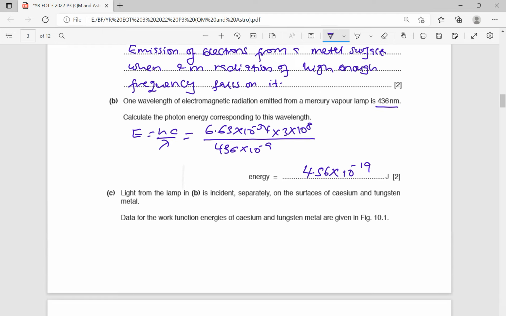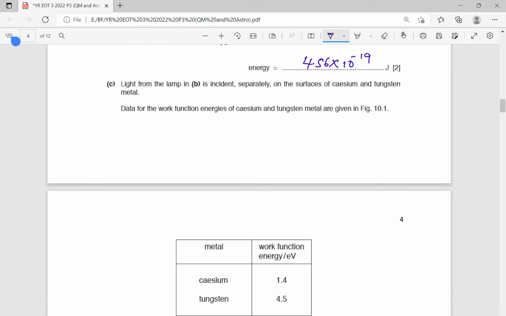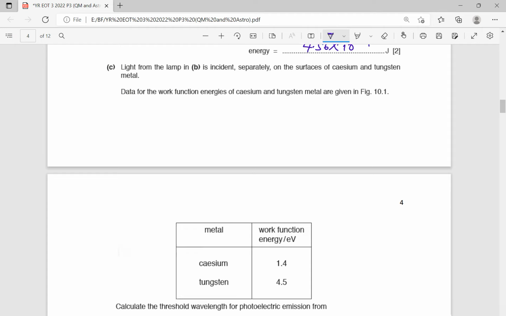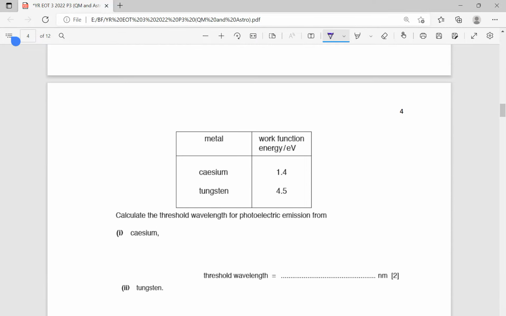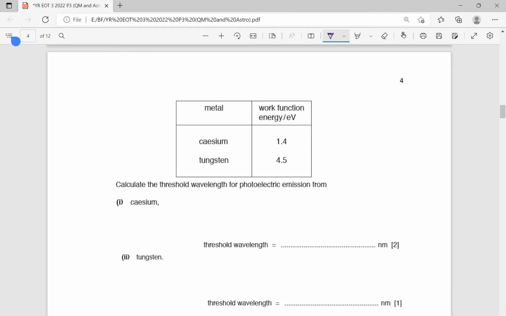Next, light from the lamp in B is incident separately on the surface of cesium and tungsten metal. Data for the work function energies of cesium and tungsten are given, so we can see the data here in the table. Calculate the threshold wavelength for photoelectric emission from cesium.